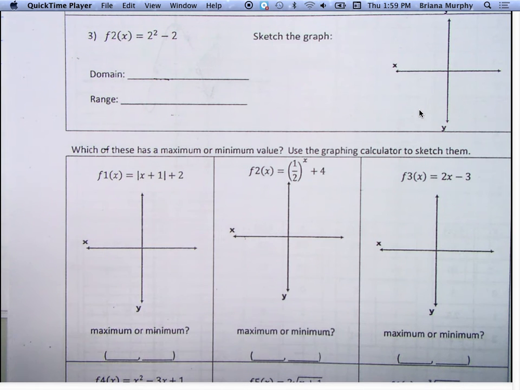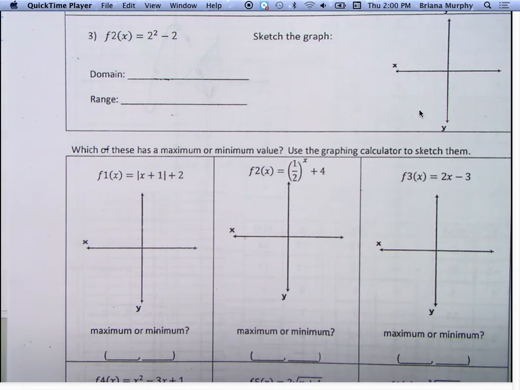Anybody know how to put absolute value in these calculators? Yeah, Grace? How do you figure your graph?